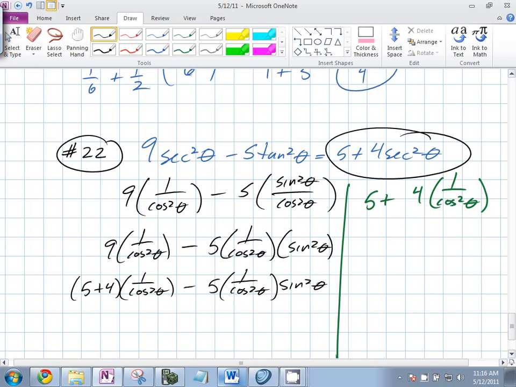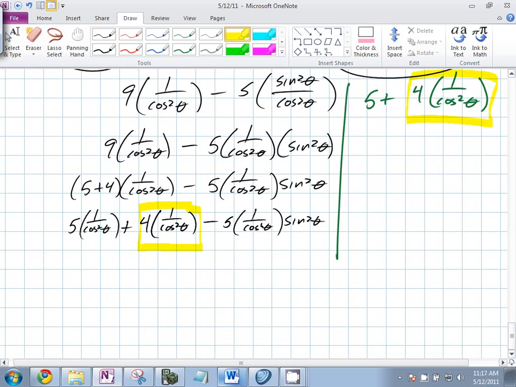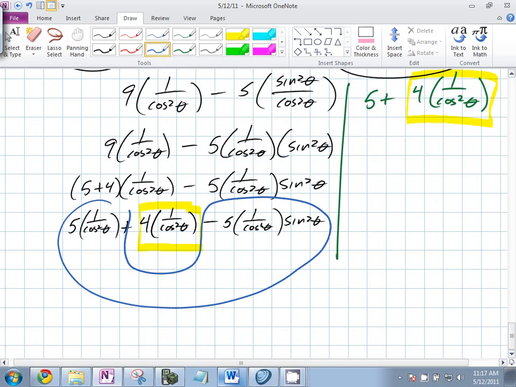5 times 1 over cosine squared theta plus, after distributive, then minus 5 times cosine squared theta times. Are we almost there? Now what do we have? Did we match what we have? We have this right here, and we have that. Distributive property. We need to take a look at this, right? What can we pull out of both of those?